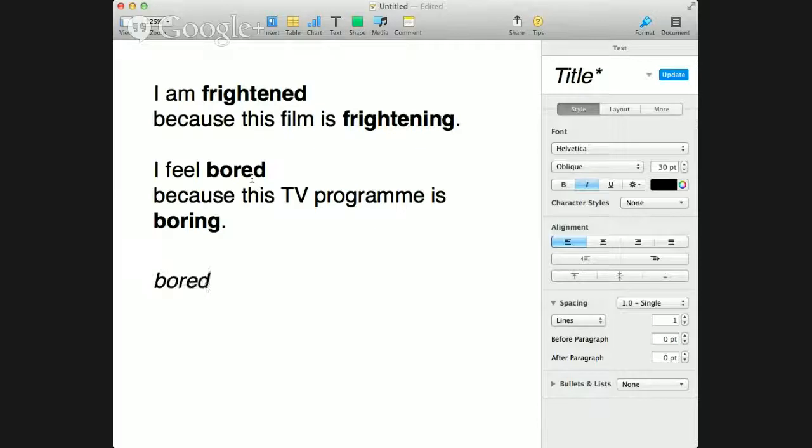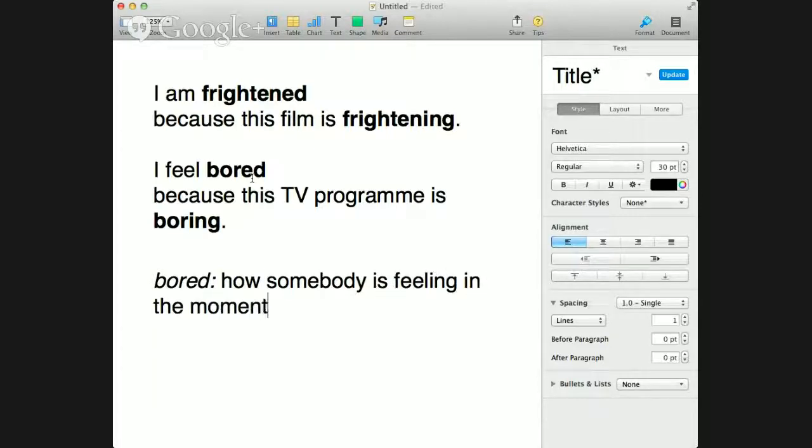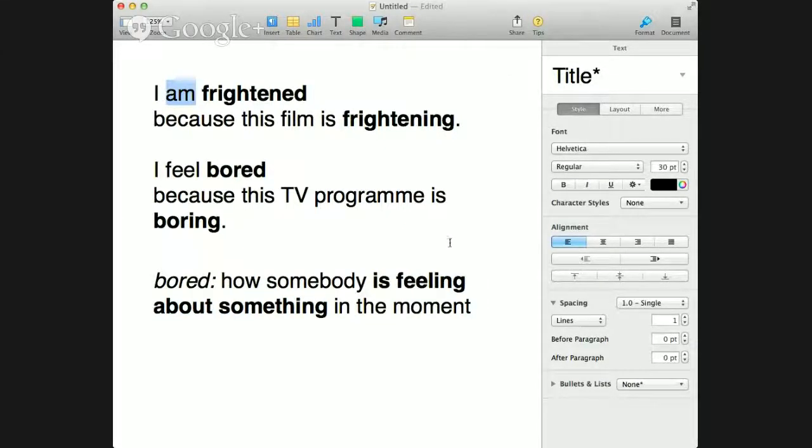When do we use bored? The ed version. We use it to describe how somebody is feeling in the moment, which is what friend said. Friend, what I'm adding to this is this part here, how somebody is feeling about something, okay? So this is a description of your feelings. I am bored. In English, we tend to use the verb to be. I know in other languages it's slightly different.